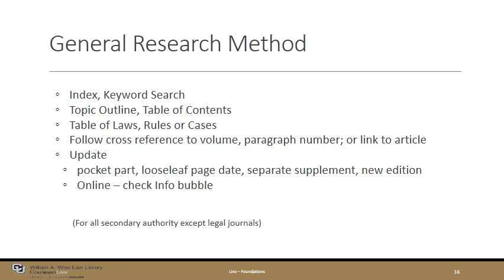Some of these publications are loose leafs. In other words, they are put into 3-ring or 6-ring binders, and pages are put in and taken out, and usually date stamped to let you know when it was last updated. And for online, the key thing there is just to check the information bubble to see when it was last updated.